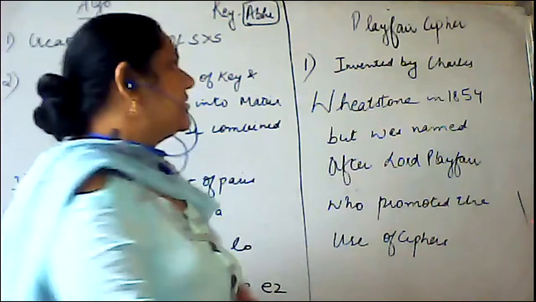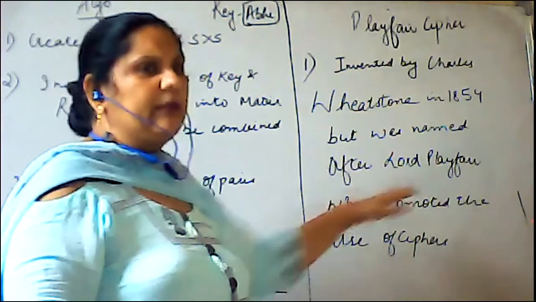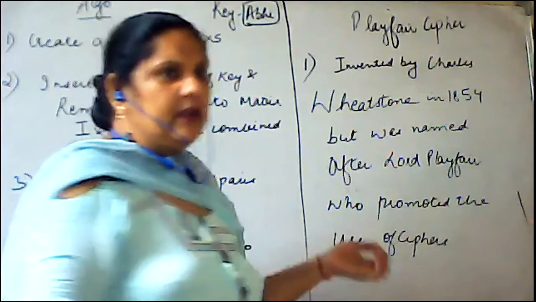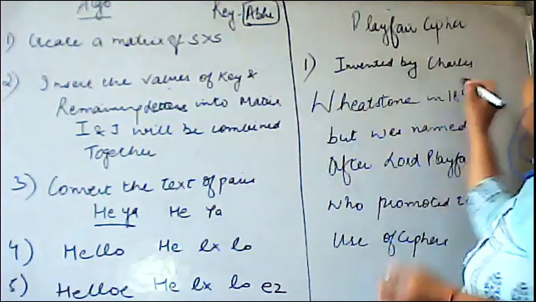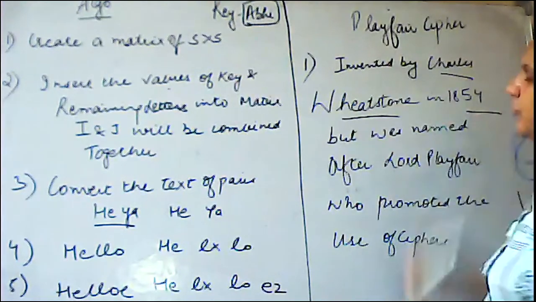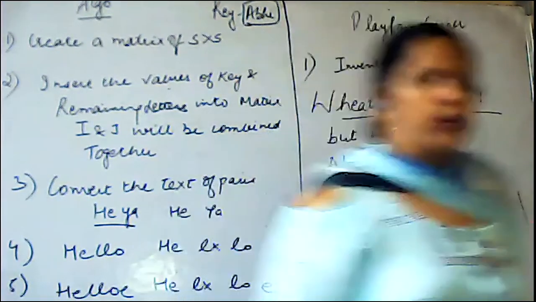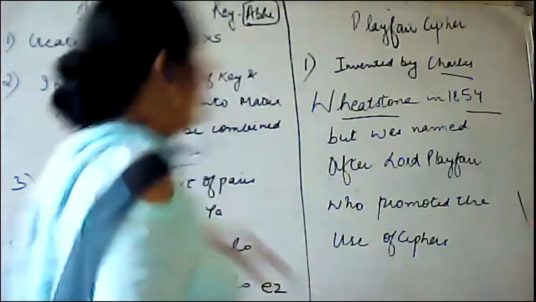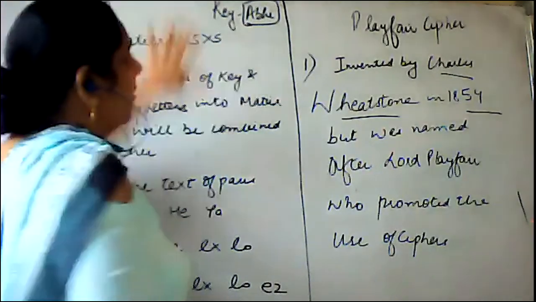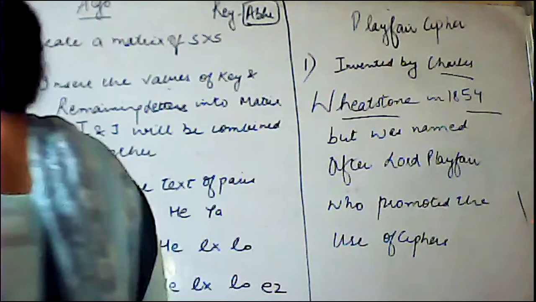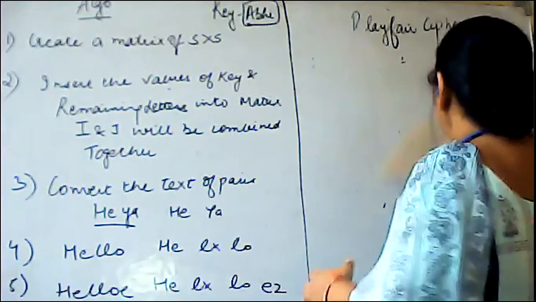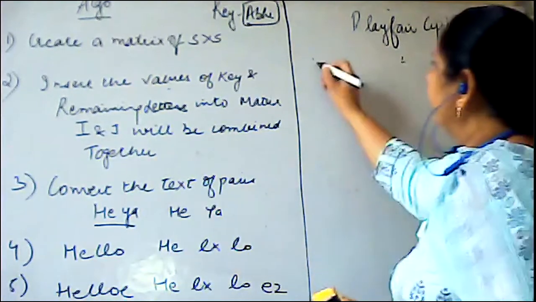Playfair cipher was invented by Charles Wheatstone in 1854, but it was named after Lord Playfair, who actually promoted the use of ciphers. Now, the algorithm for Playfair cipher is that you have to create a matrix of 5 by 5. This is a standard matrix which we will create.